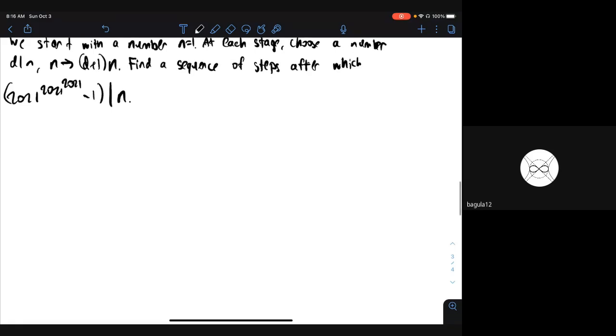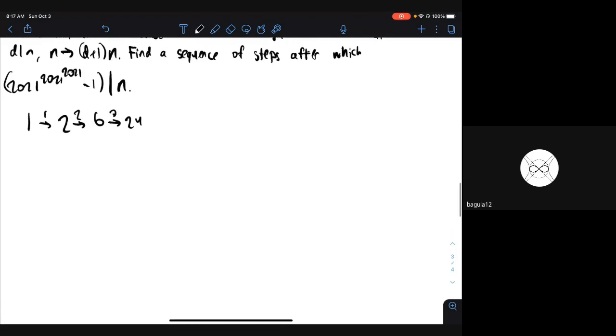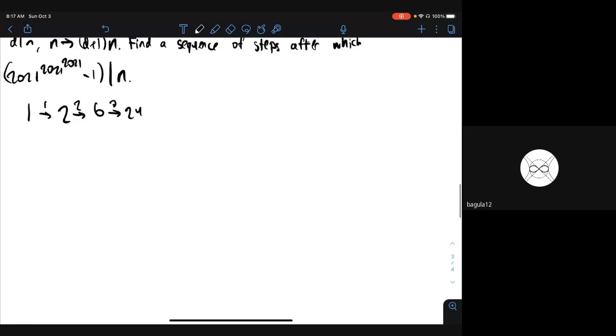So let me give an example of the operation we want to do. One sequence of stages: if I start with 1, then the first step is fixed because the only divisor of 1 is 1. So 1 goes to 2. Then I can pick 2 divides 2, so you multiply by 2 plus 1, which is 3. So it goes to 6. Then for 6, we can multiply by, say, 3 plus 1, which is 4. You get to 24. And then you can kind of see how this would progress.